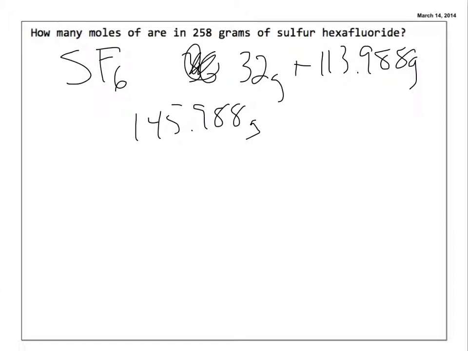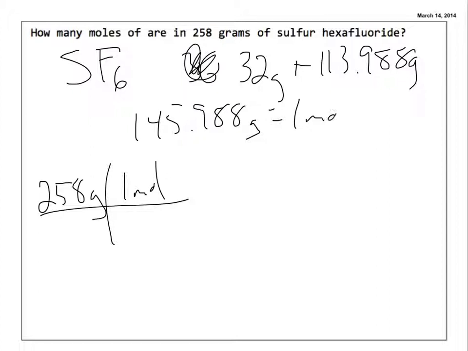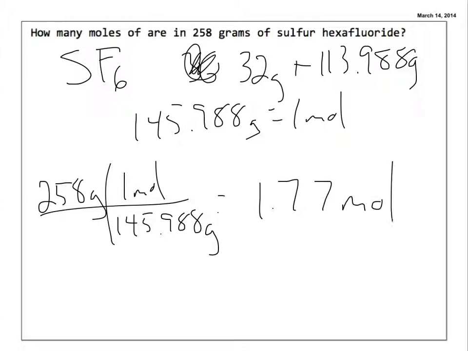So then to convert between grams and moles, we have 258 grams times 1 mole, and 1 mole is 145.988 grams. So we do that math and we get 1.77 moles. I'm rounding to 3 significant figures because that was how many significant figures our starting number in the question had.